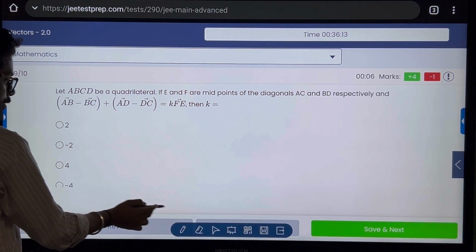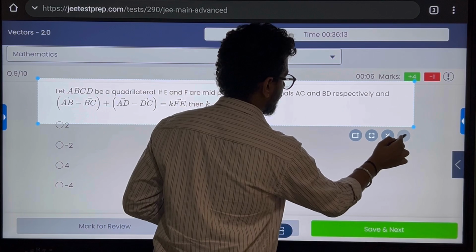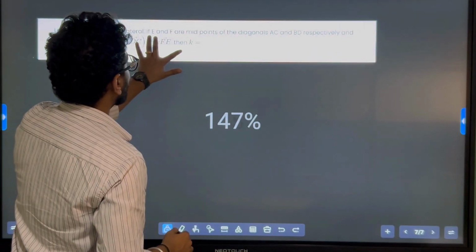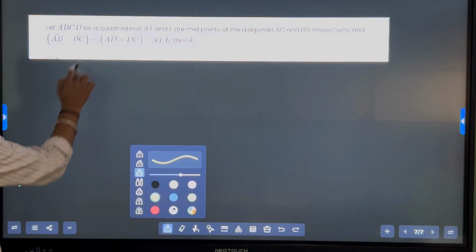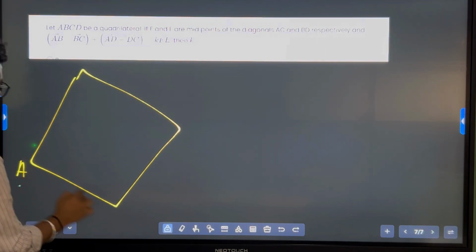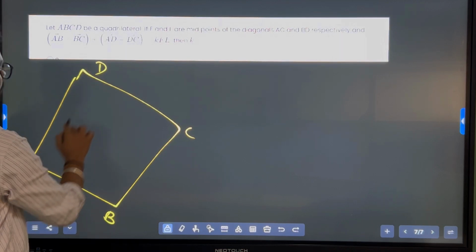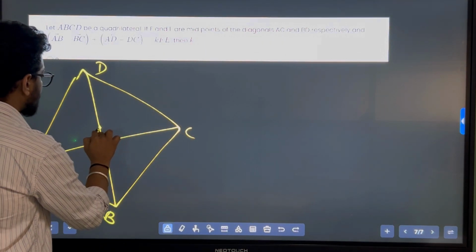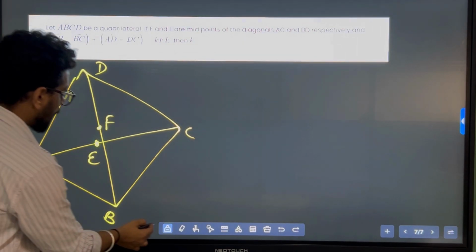So let's take a screenshot and let's do this question. Okay, so now we have here, I'll draw a diagram. ABCD is a random quadrilateral. Okay, A, B, C, D, and E is the midpoint of AC, somewhere over here, and let's say F is the midpoint of BD over here. It's given. Now AB, what is AB?